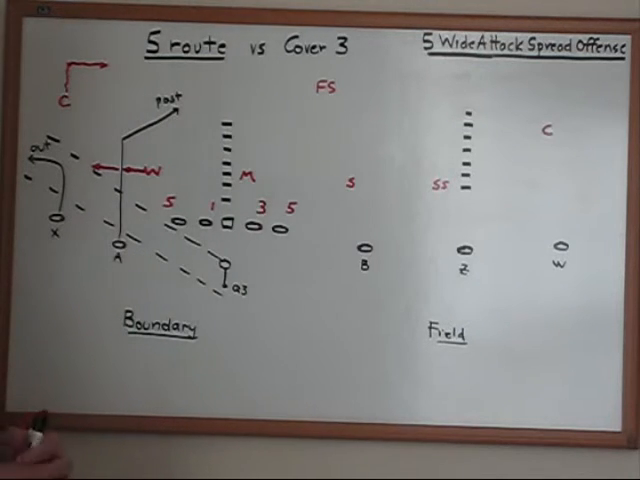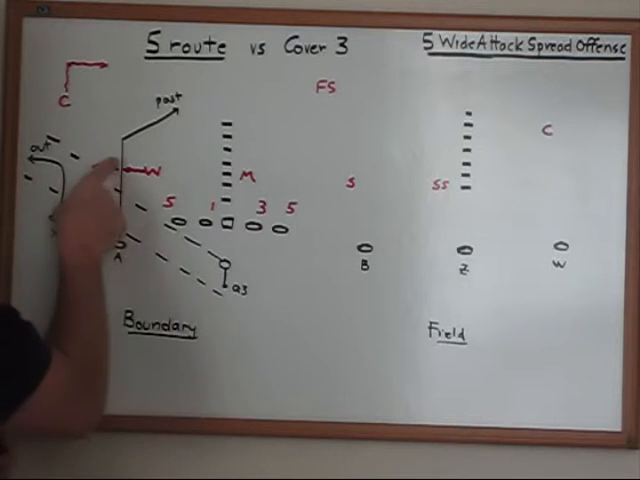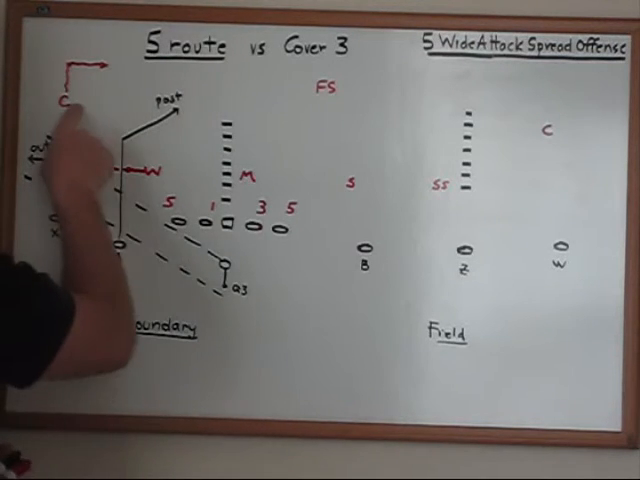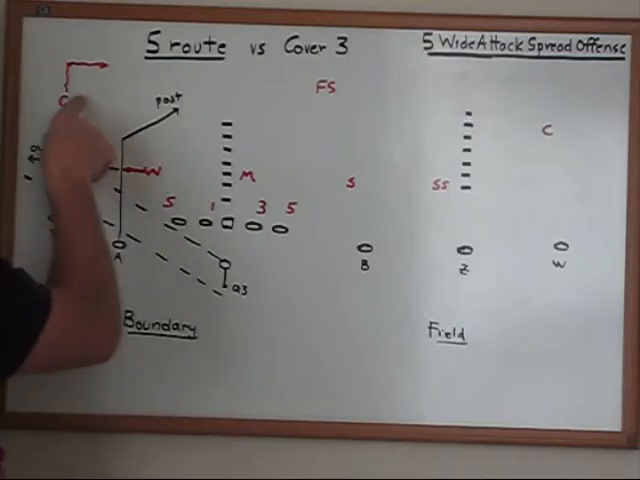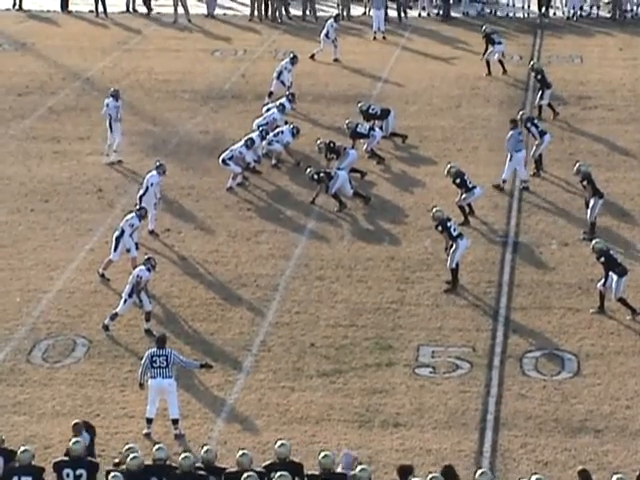So we're fairly certain in this 5 route to the boundary that this Will linebacker won't get there because of the stem of the A back, and that the corner's not going to come down because he's responsible for the deep route, which in his area is going to be the post.